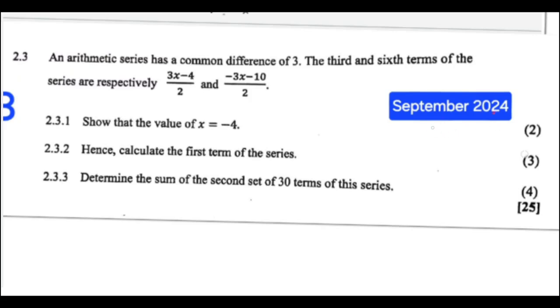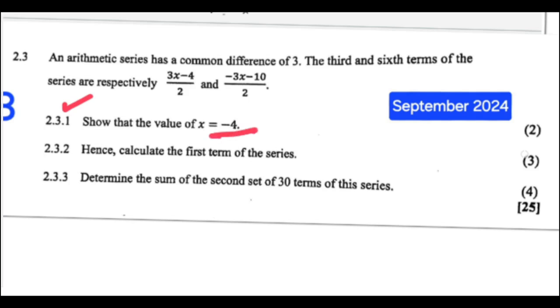This question, September 2024, last year's question, is a mock exam question. An arithmetic series has a common difference of 3. The third and sixth terms of the series are respectively (3x minus 4) over 2 and (minus 3x minus 10) over 2. First question, it says, show that the value of x is equal to negative 4.